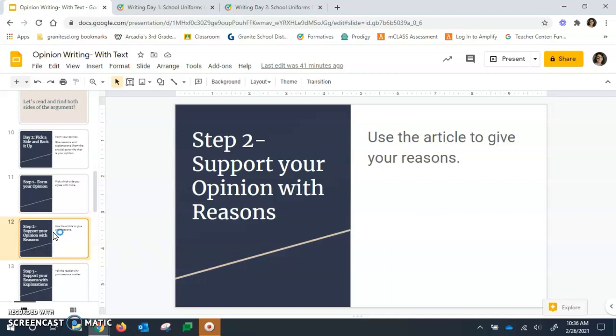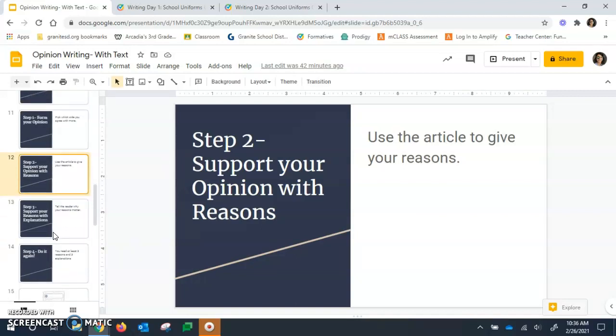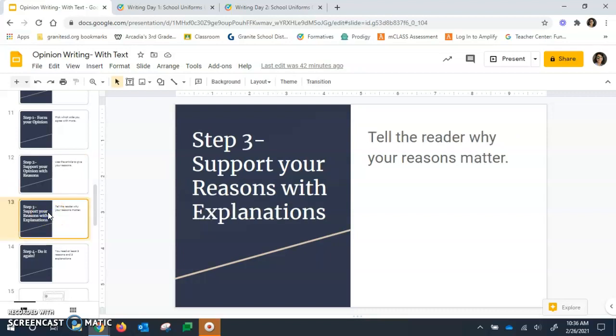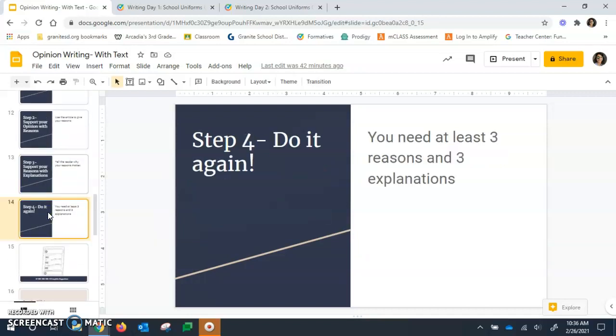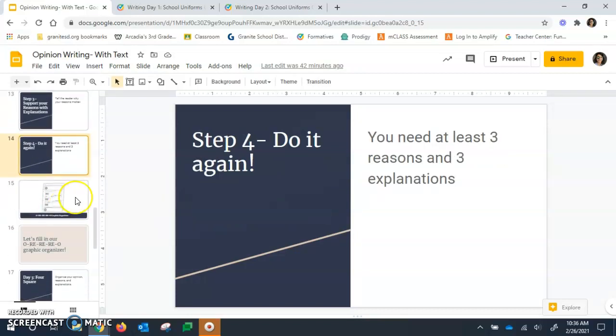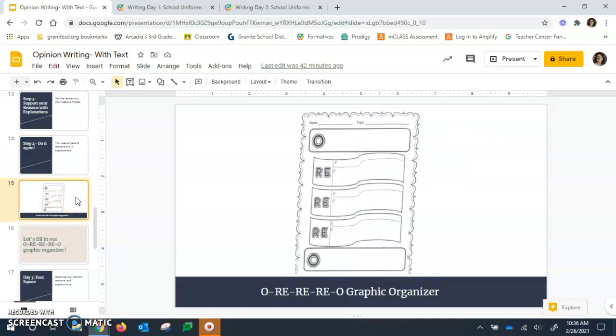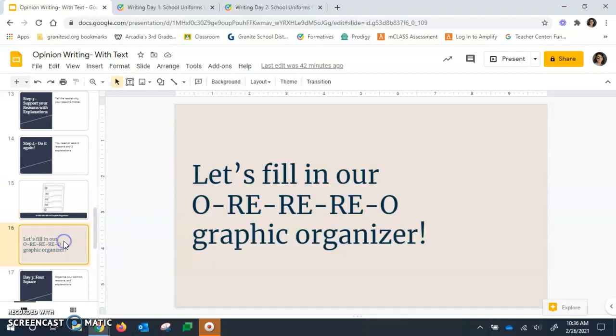Yesterday in day 1, you looked at both sides and you gave reasons for both. Now you need to pick one and use those reasons that you already found. Then step 3 is you have to support your reasons with explanations. So now you need to tell the reader why all those reasons matter. And then step 4 is that you do it again because you need at least 3 reasons and 3 explanations for your entire writing. And we'll be using our graphic organizer to state our opinion, give our reasons from the article, and a little bit of an explanation for each of these.